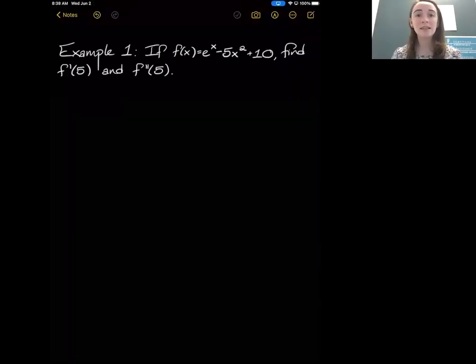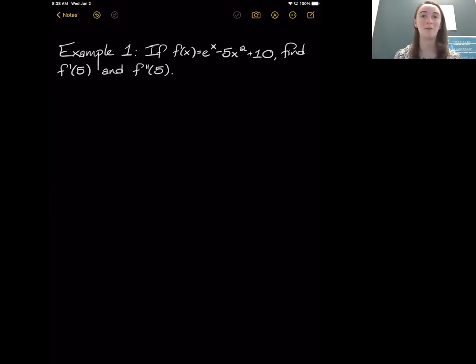All right, so in this example, we are given a function f of x, and we want to find its first derivative, f prime, evaluated at x equals 5, at that specific x value. And we also want to find its second derivative, f double prime, evaluated at that x value, x equals 5. This second derivative idea might be new to you, so we're going to go over that together.